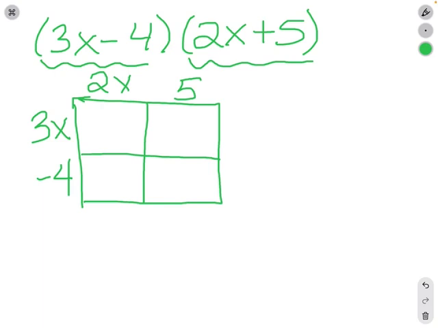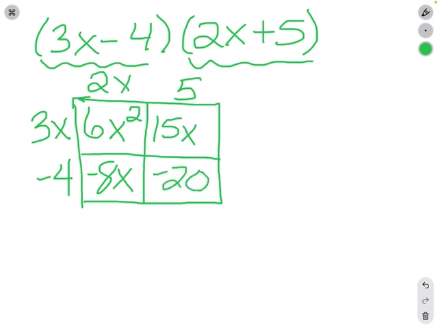So I'm going to multiply 2x by 3x, which is going to give me 6x squared. That goes in that box, because that box has the 2x and the 3x. And then underneath that, I'm going to do 2x times negative 4, which is going to give me negative 8x. And then in the top right, I'm going to do 5 times 3x, which is 15x. And then in the bottom right, I'm going to do 5 times negative 4, which is negative 20.